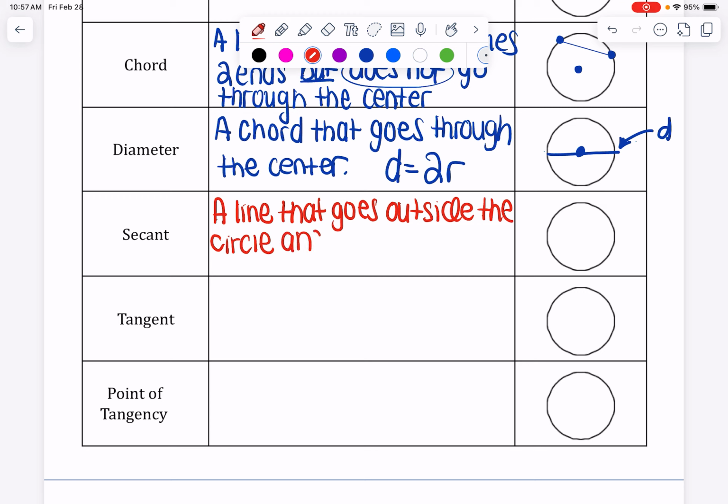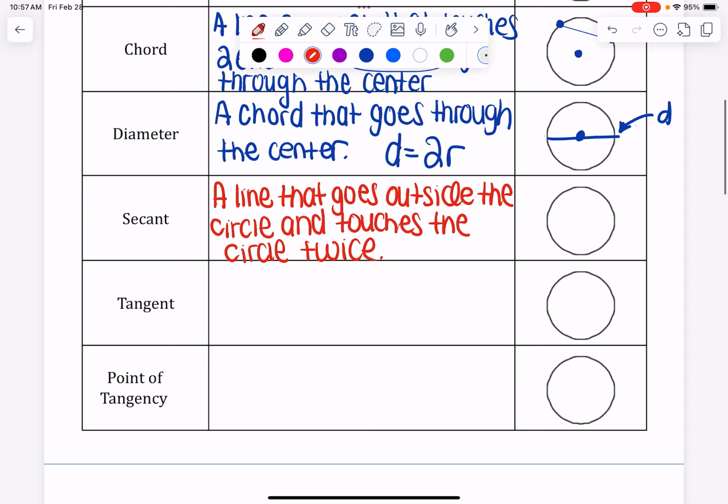and touches the circle twice. And it's only twice. It can't be 3, it can't be 4, it only has to be 2 times. Alright, so this is going to be a line, so it's going to be different from a chord because it's going to go through these 2 points, let's say that, but now it's going to go outside and it's extended outside, okay? And it doesn't go through the center, so it's just like that.